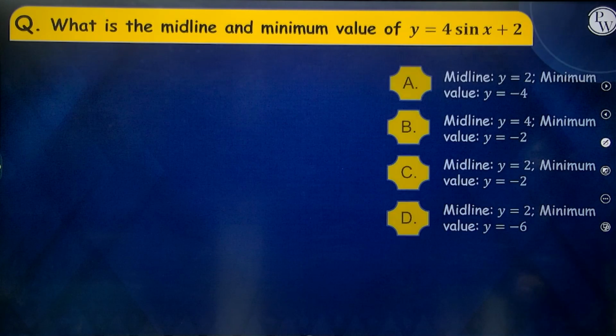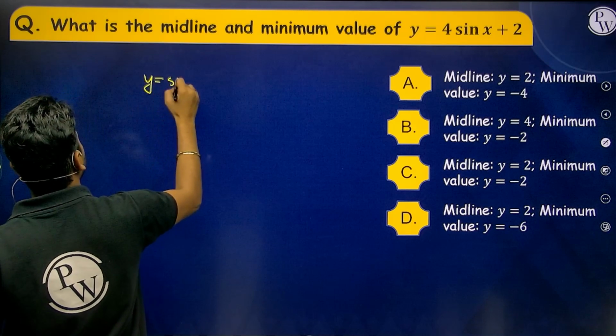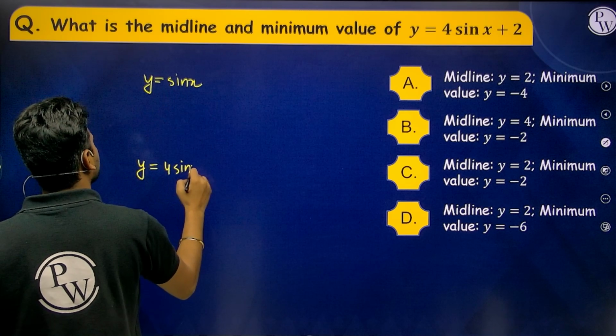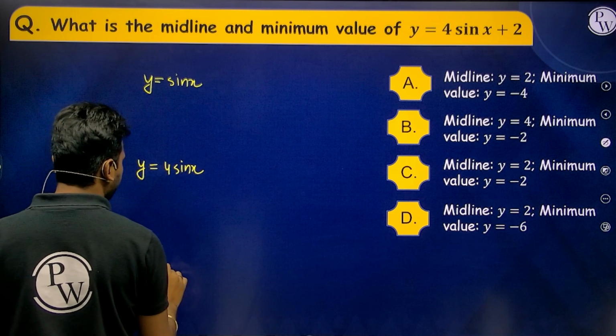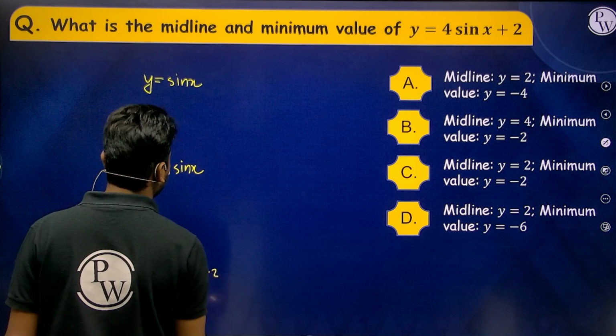Yes? Okay, so what is the midline and minimum value of this particular thing? First, you know y equal to sine x ka graph. With the help of that, can you get the graph of y equal to 4 sine x? With the help of that, can you get the graph of y equal to 4 sine x plus 2? I think it is quite easy for you people now.